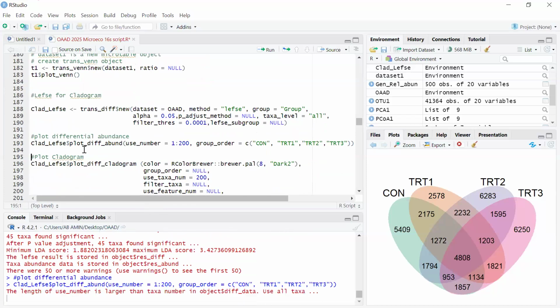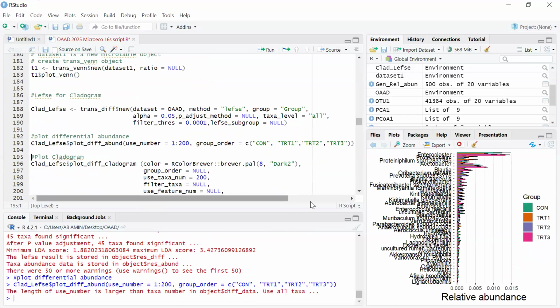So we are trying to do the LEfSe plot to calculate differential abundance. So this is a calculation of differential abundance for this group. Okay, I think we can reduce the font size to make the labels a bit clearer on the y-axis. Yes, yes.